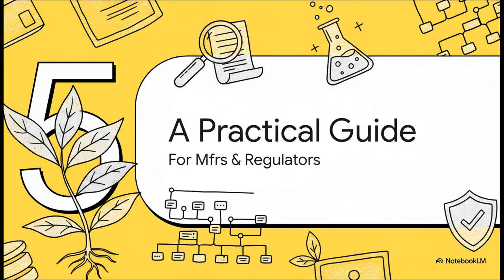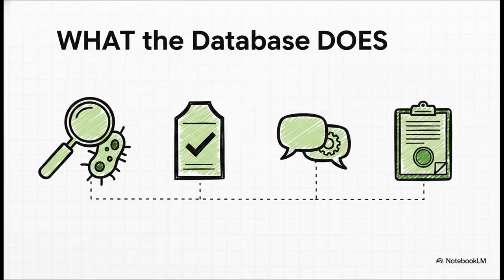Okay, this is where the rubber really meets the road, especially if you're out there making these products or you're the one reviewing them. Let's talk about what this database is for, and just as importantly, what it's not for. The database has a super clear purpose. It's there to identify recognized biostimulants. It helps a regulator check a specific plant biostimulant claim on a label. It gives us that common language we've been talking about. And it acts as an official tool for classification, not for blanket approval.